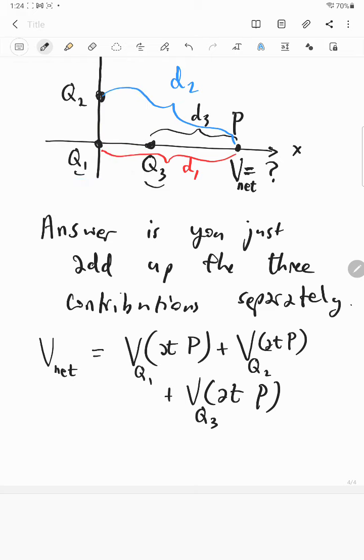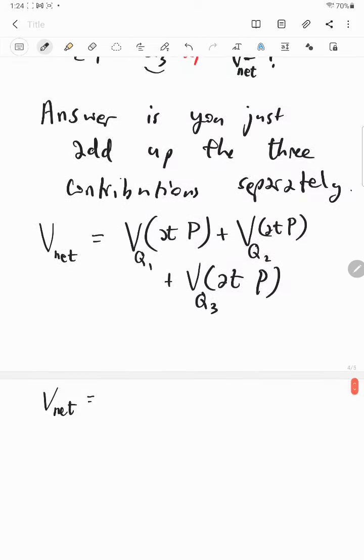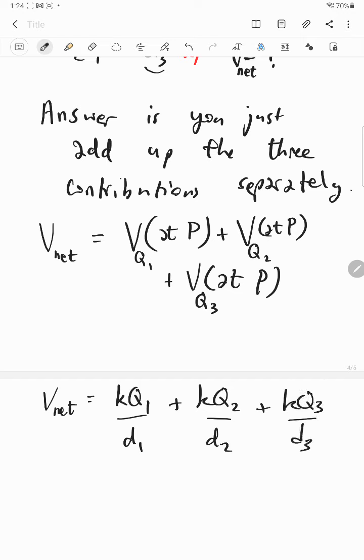So the net potential will be k Q1 over distance 1 plus k Q2 over distance 2 plus k Q3 over distance 3. And notice we just need distances.